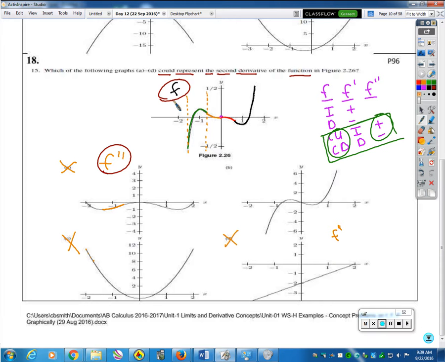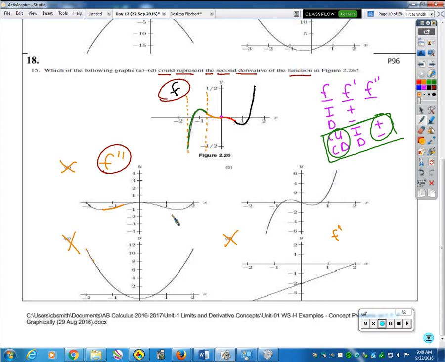So the f double prime graph has to be switching back and forth between positive and negative y coordinates. These are not. These f double prime graphs only have negative y coordinates.